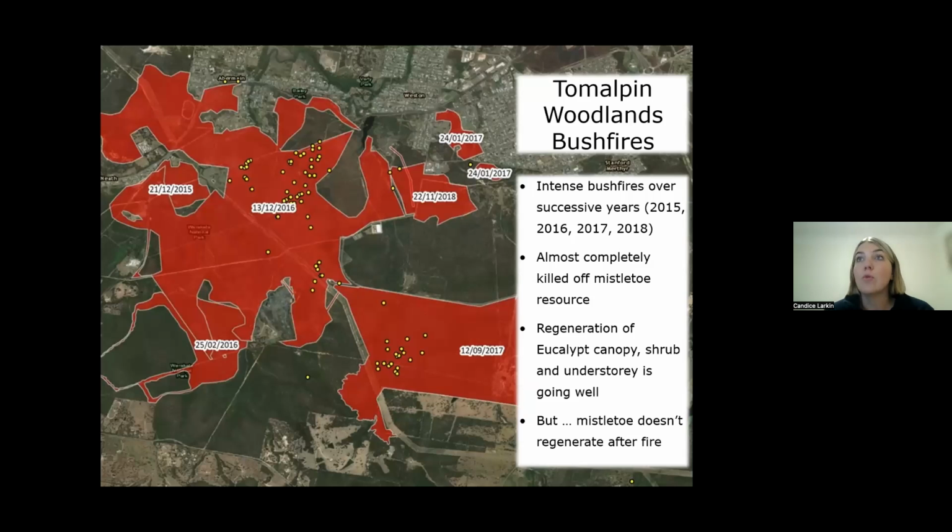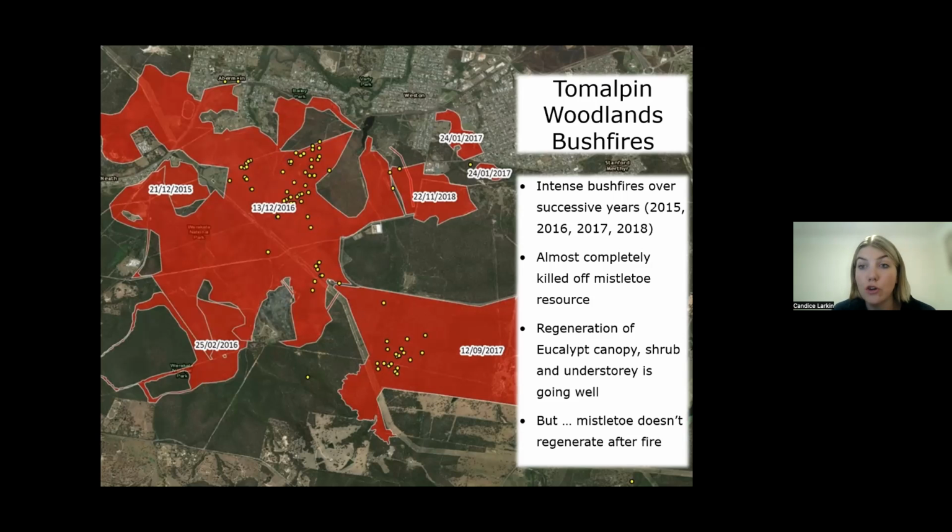So the area where we were working was the Temperate woodlands. As you can see, all of this area in red was burnt by bushfires in successive years. From 2015 to 2018, there were several serious bushfires, and it almost completely killed off all the mistletoe in the area. You can see all of these yellow dots. These are all Regent Honeyeater sightings. So this is a really key area for a lot of these birds.